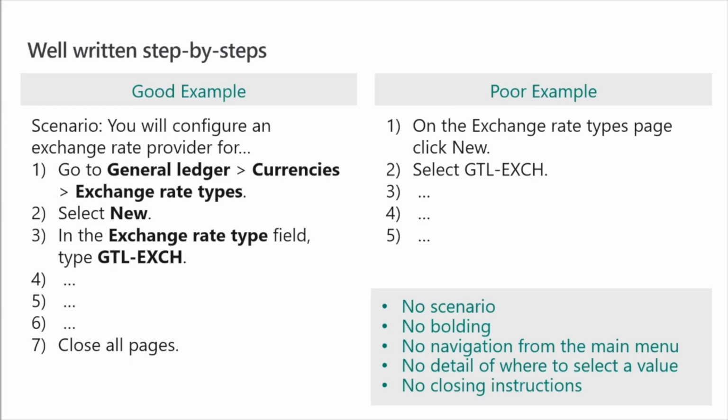In the poor example on the right-hand side, you can see we didn't start with a scenario. There's no bolding. There's no navigation from the main menu. I'm just supposed to know how to get to the Exchange Rate Types page.